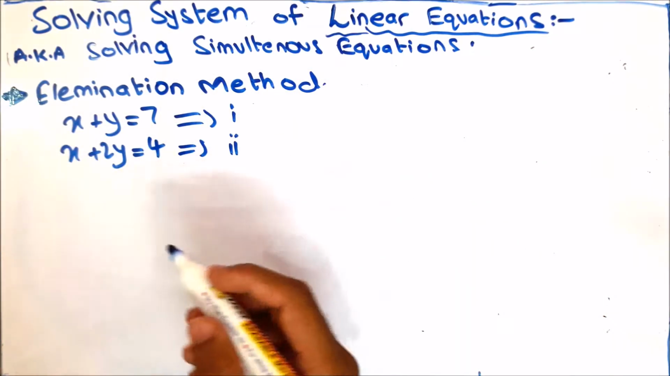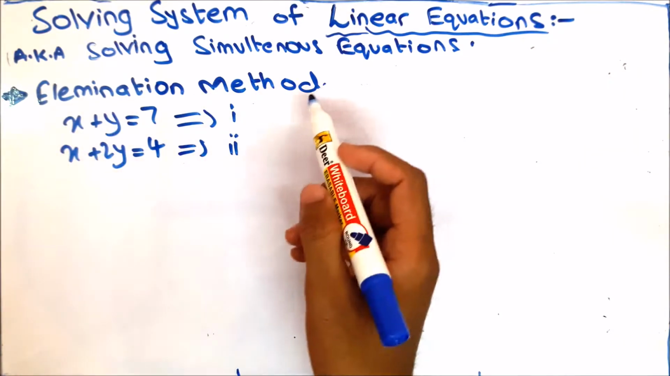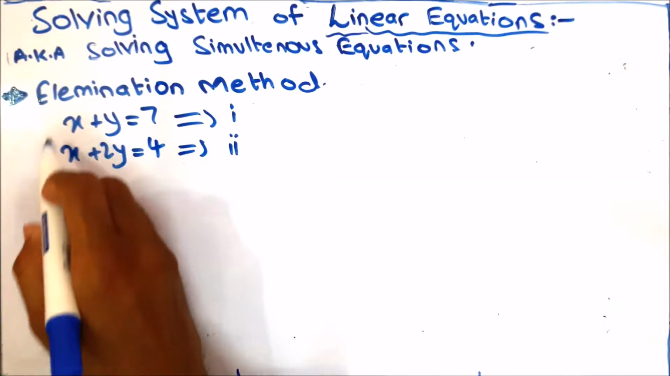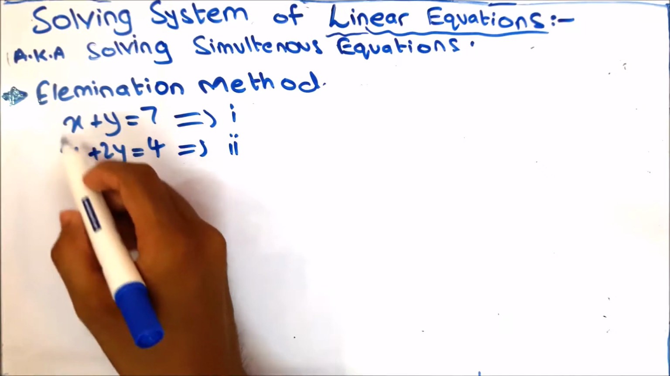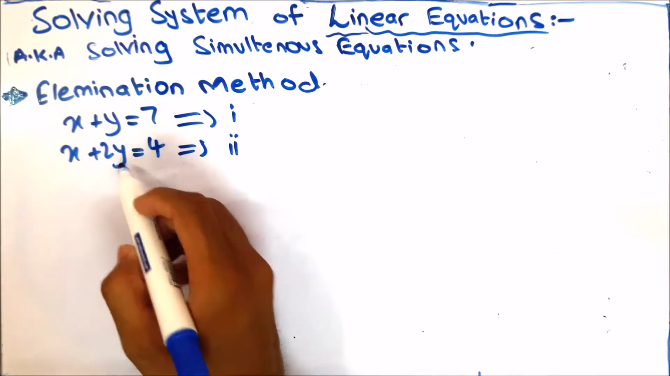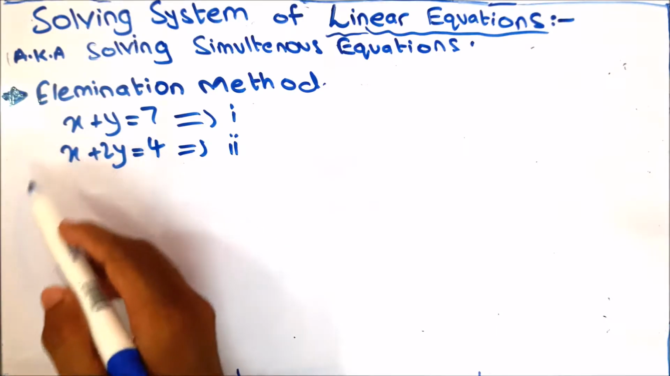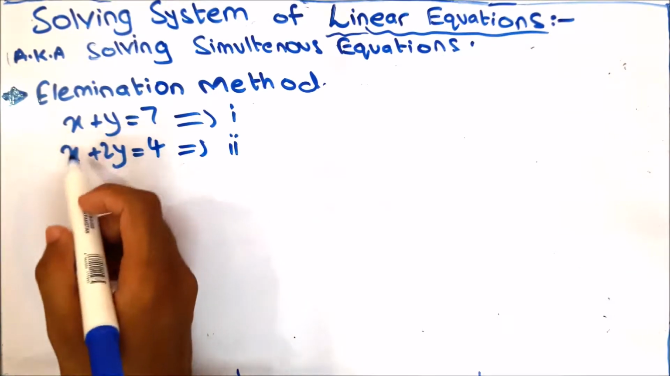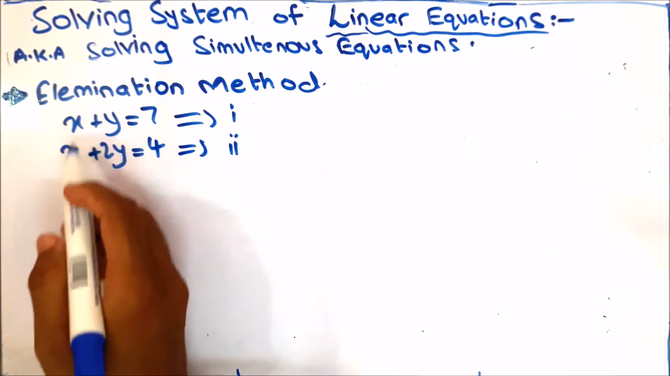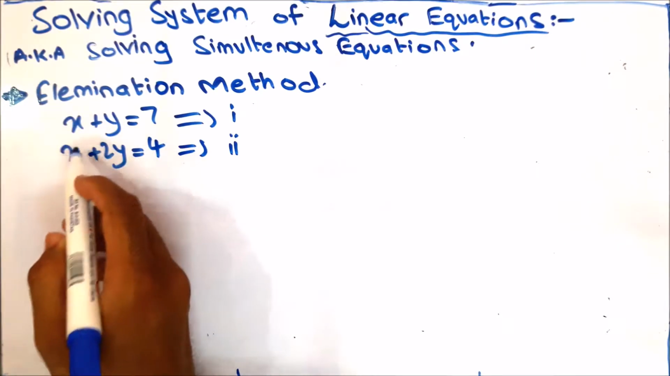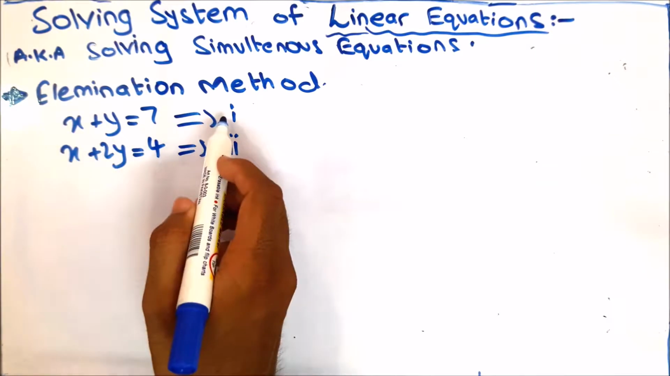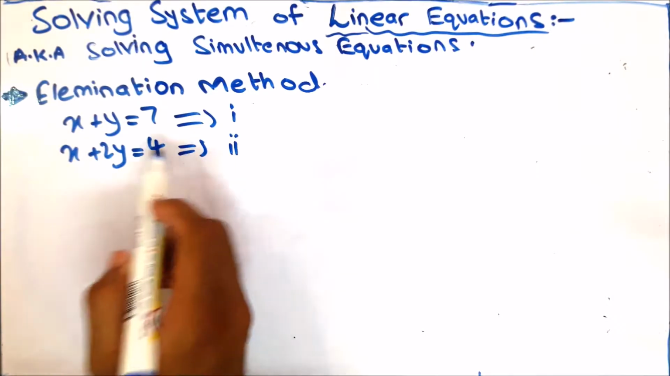Alright, so the first step in solving using the elimination method is we look for how we can cancel one of these variables, either x's or y's. How can we cancel these out? We can add or subtract. Over here we can cancel out this x if we subtract equation 2 from equation 1.